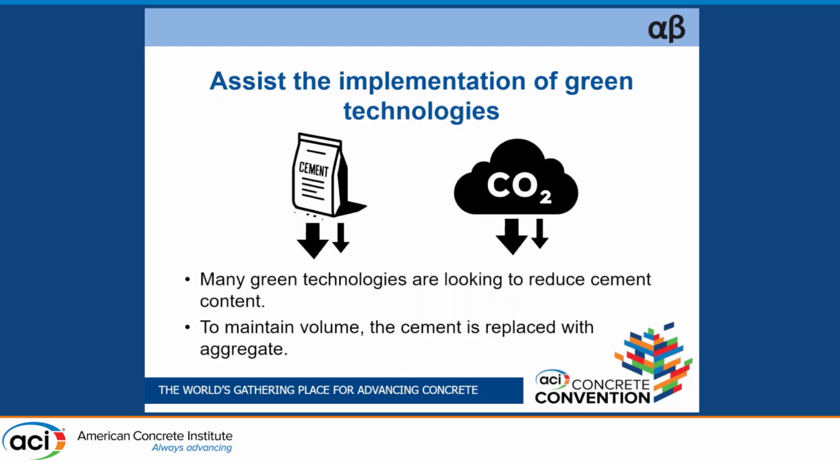Also, this could be used to assist the implementation of other green technologies. So many green technologies are looking to reduce cement. So usually they put something new in, take cement out, but to maintain yield, you have to fill that space with aggregate. So a better understanding of your aggregate properties would allow you to reproportion that mix to get the appropriate fresh and hardened state.